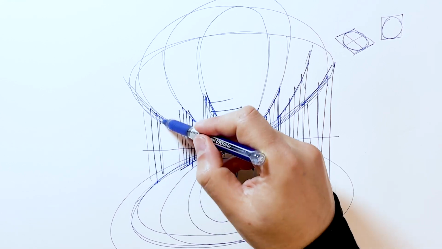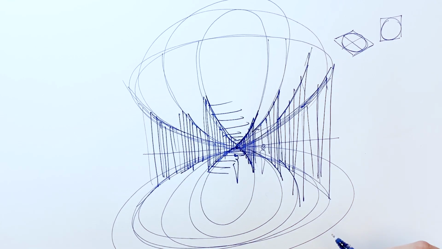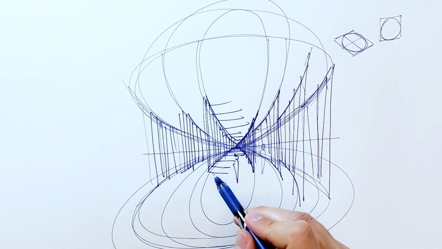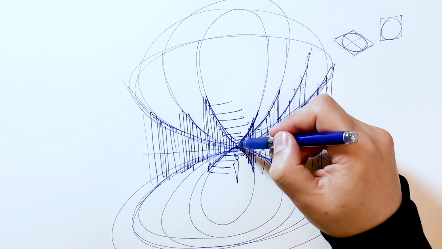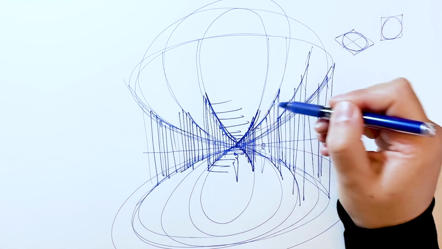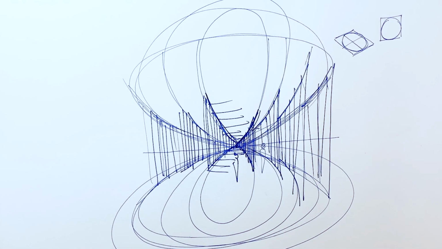If you try to connect these lines together, you'll have the image and the understanding of how big or how small the space is. So the arches are defining the space.